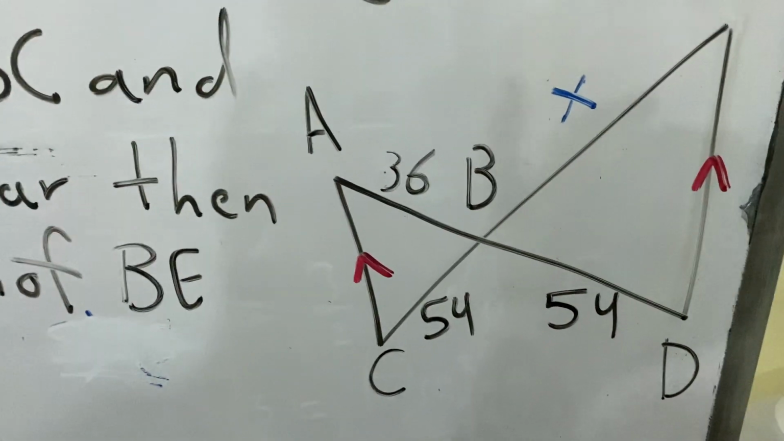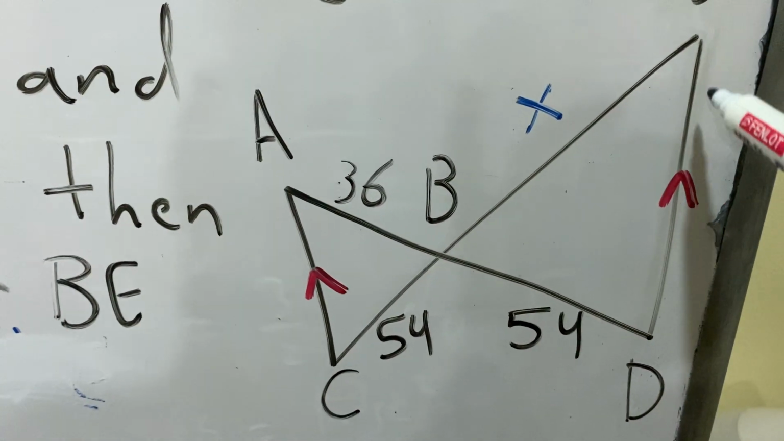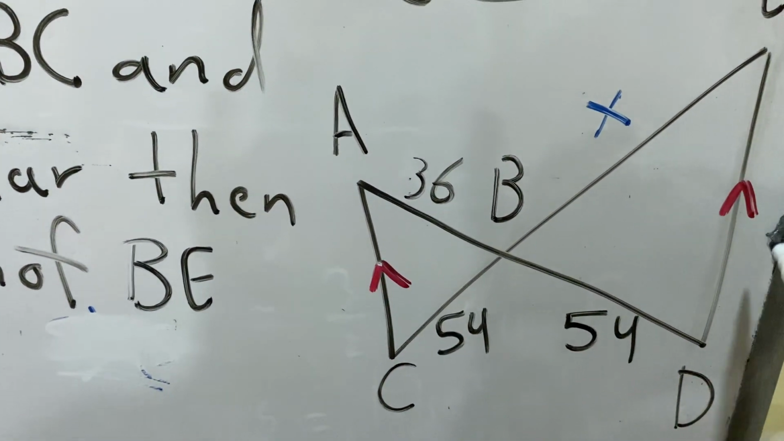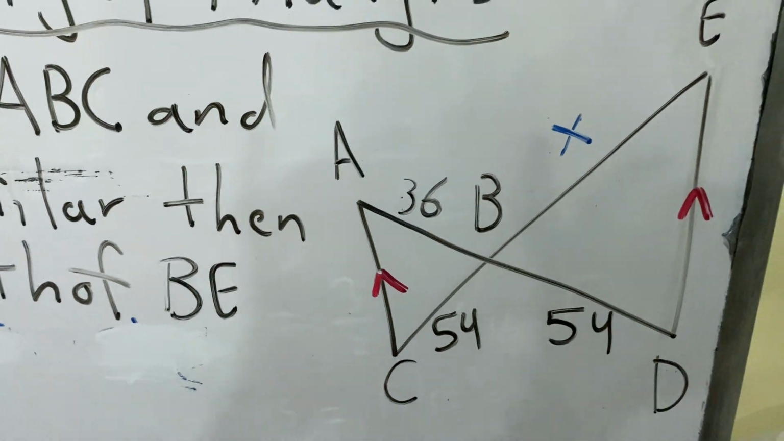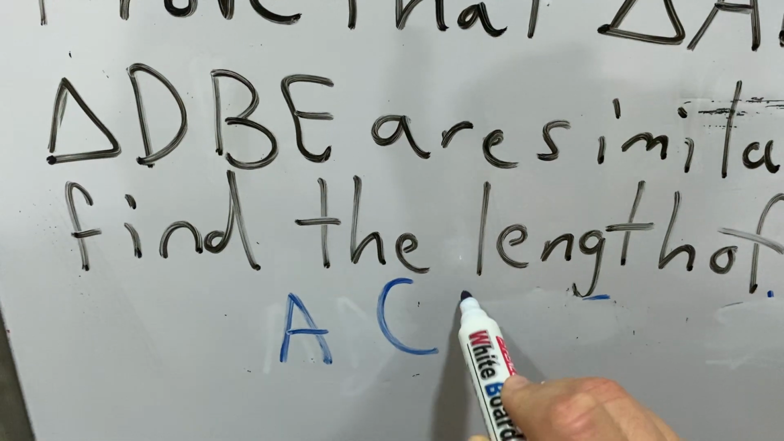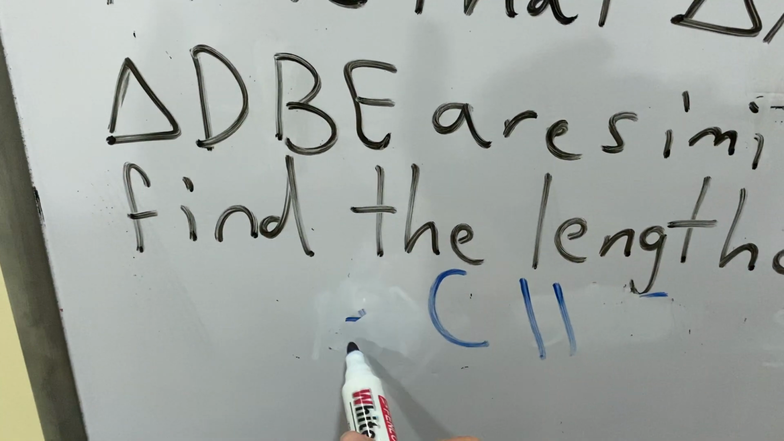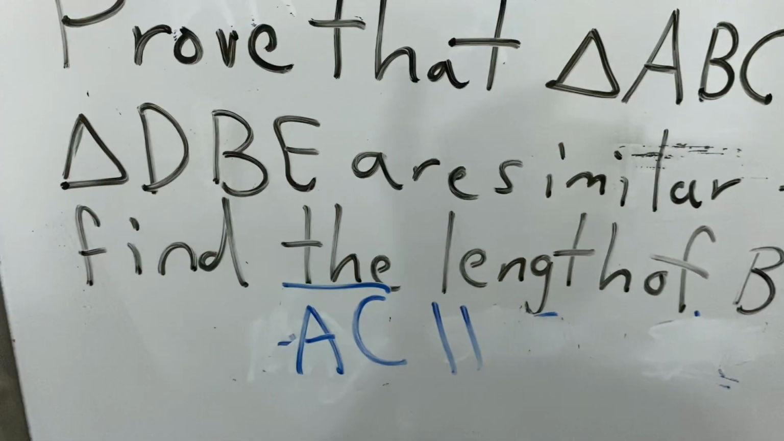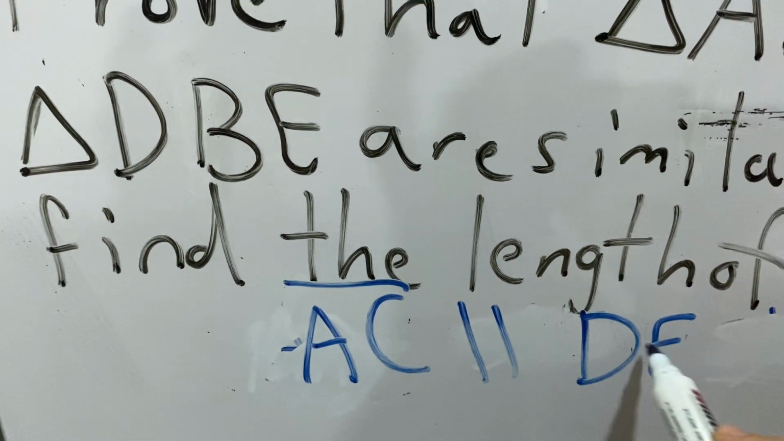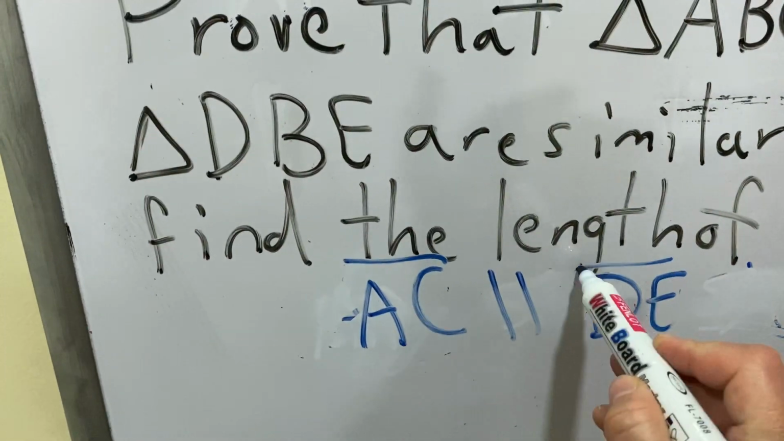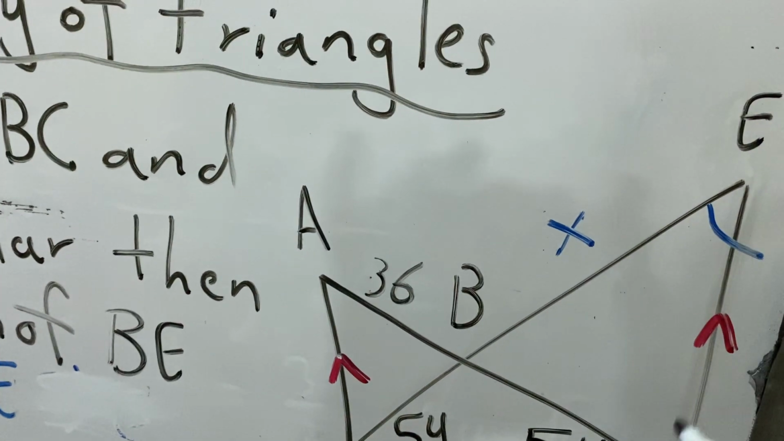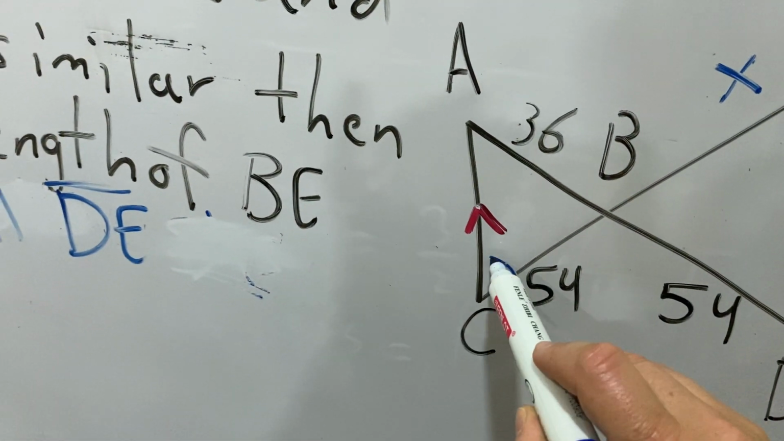Now what are the angles that are congruent here? First, if you can see this one, AD and AC, this is the sign of parallel. Parallel means that they will never intersect. So I have here AC parallel, as you can see, AC parallel to DE. So they are parallel. If they are parallel, then I can say that this angle E and angle C are congruent to each other.